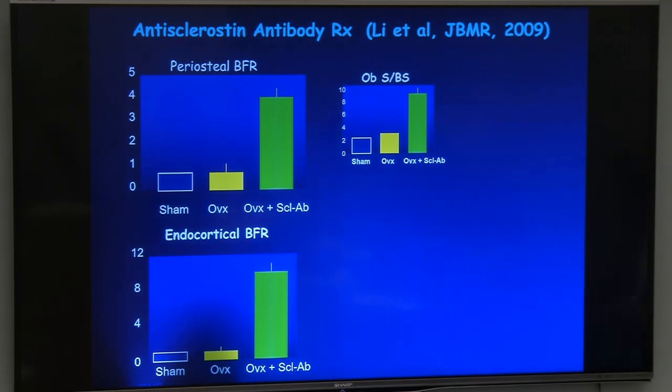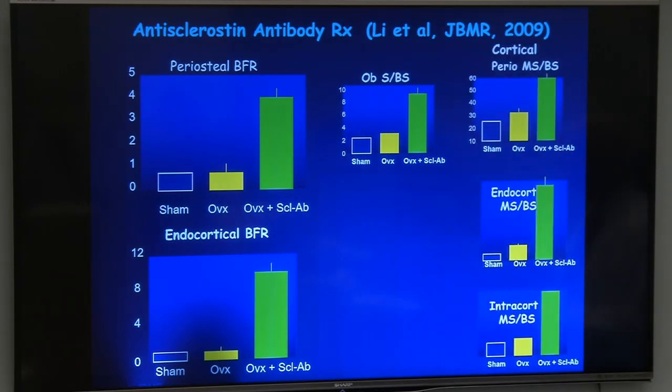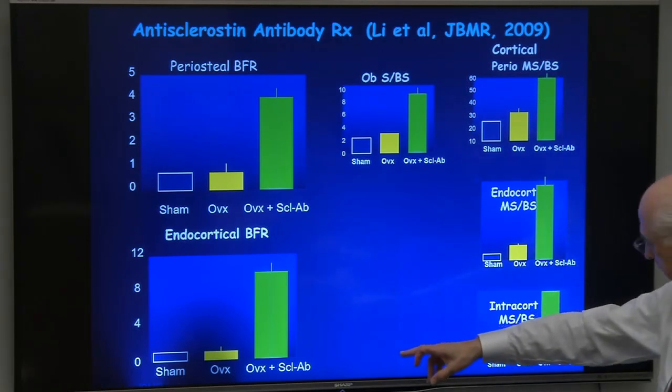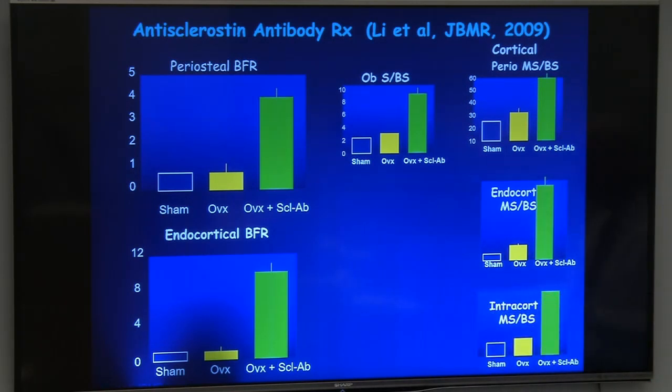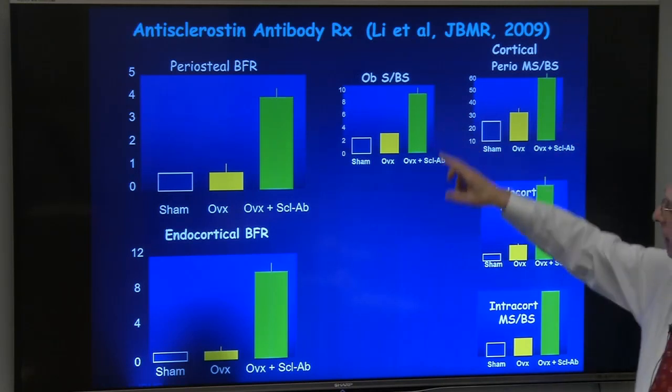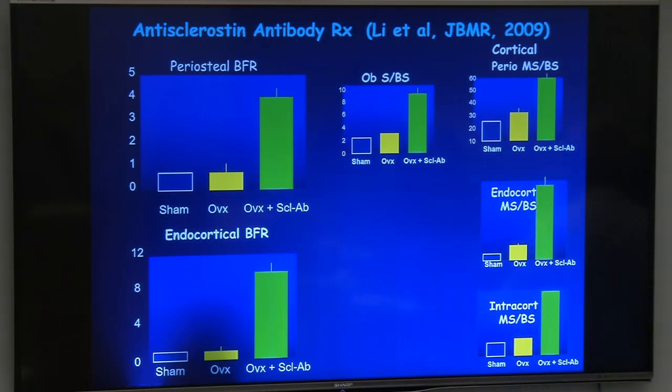Well, the anti-sclerostin antibody was studied in animals. This is a rat study, and different surfaces were shown. This is an ovariectomized rat, and control, sham, or ovariectomized plus the sclerostin antibody. And you can see the periosteal and endocortical bone formation just goes wild. And if you look at these three envelopes of the cortex, periosteal, endocortical, or intracortical, again, there's a tremendous burst of activity. And the osteoblast surface versus bone surface, again, seems like it's a powerful anabolic.